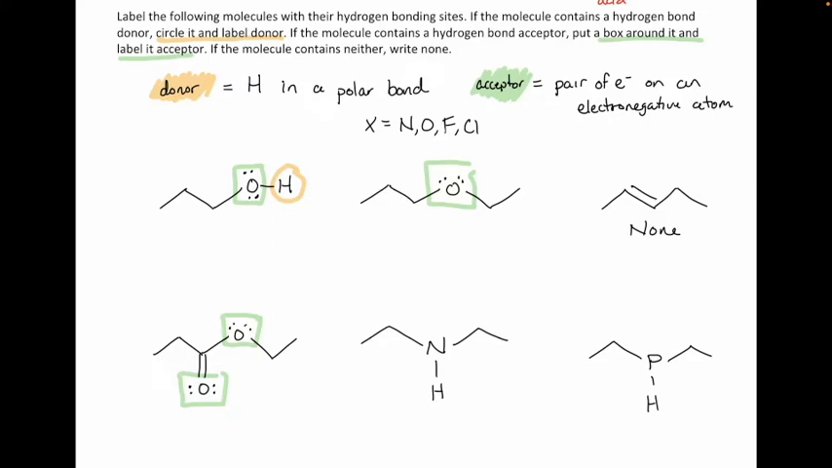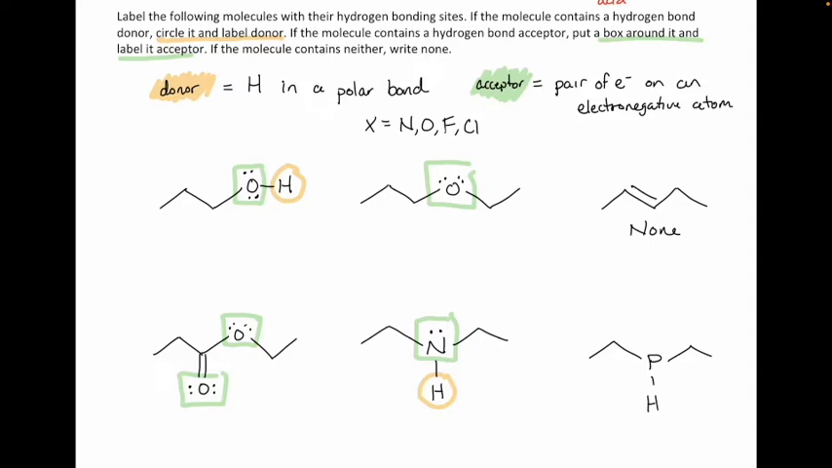This nitrogen likes to have three bonds and how many lone pairs? One, right? So even though it's not drawn because we're lazy in organic chemistry, I know that there is a lone pair on that nitrogen. Are there any donors in this molecule? Yes, I have this nitrogen-hydrogen bond here. So this hydrogen is going to be a donor, and my nitrogen is going to be an acceptor. So this has both.